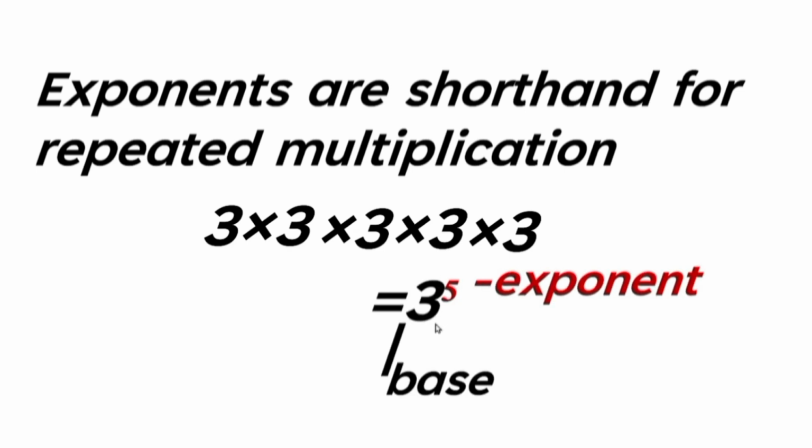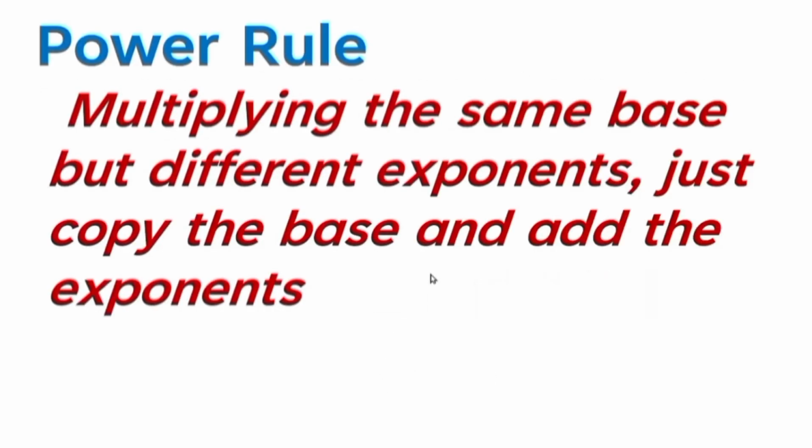So the product rule of exponents states that when multiplying the same base with different exponents, just copy the base and add the exponents. We have a to the power m times a to the power n is equal to a to the power m plus n. So you add the two exponents m and n.